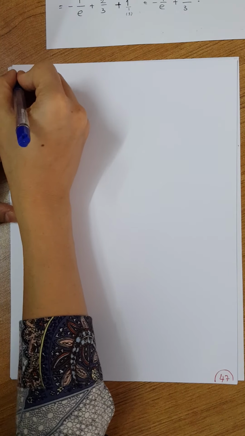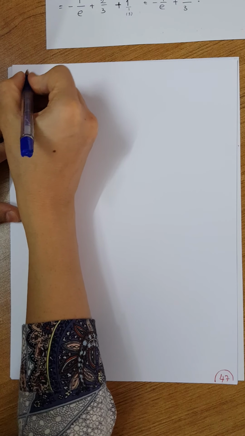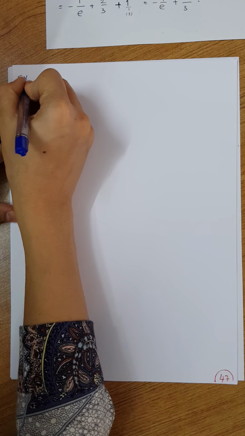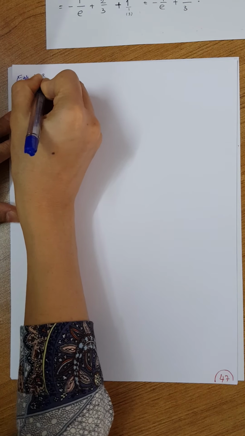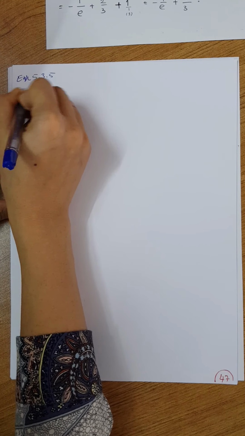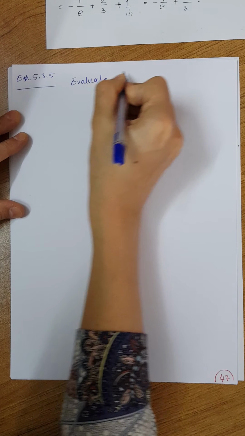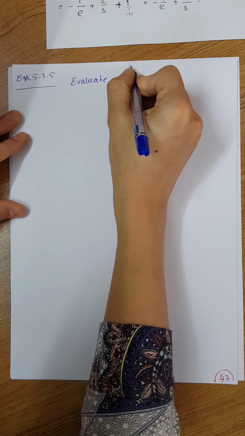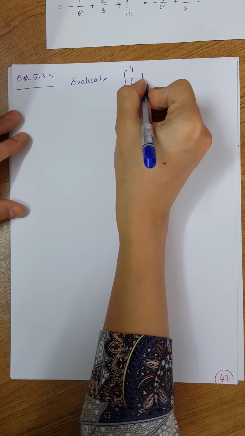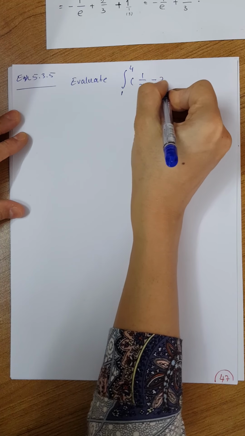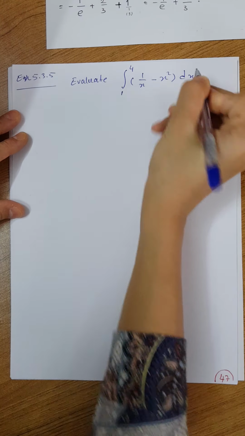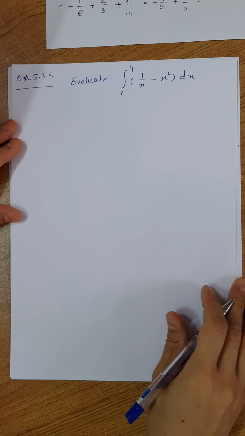Again, it is evaluation of an integration. Example 5.3.5. Again, evaluate the integration that runs from 1 to 4 of 1 over x minus x squared, all dx. Okay.